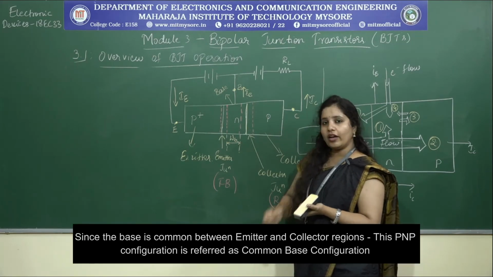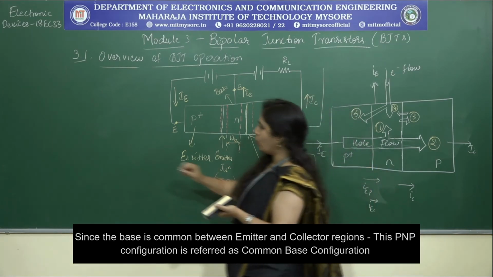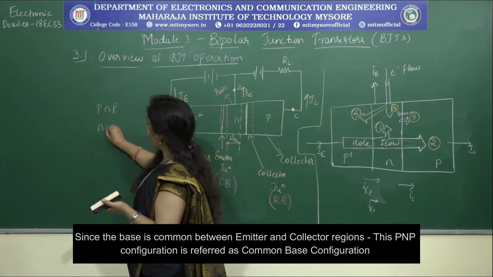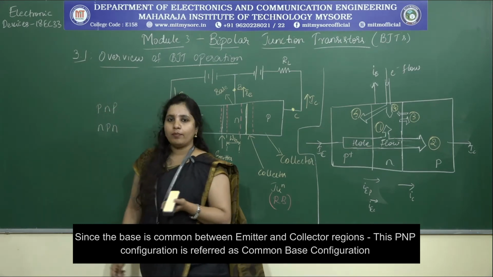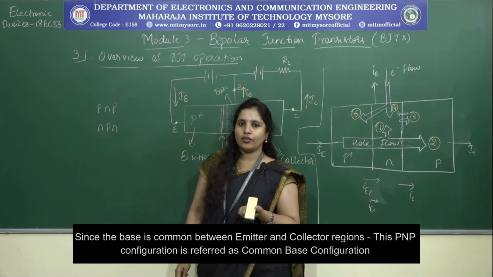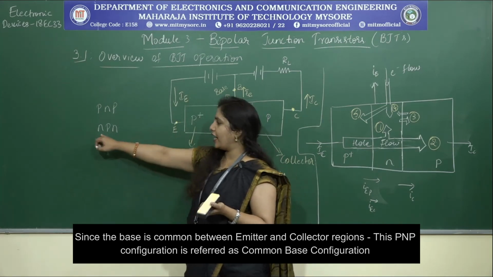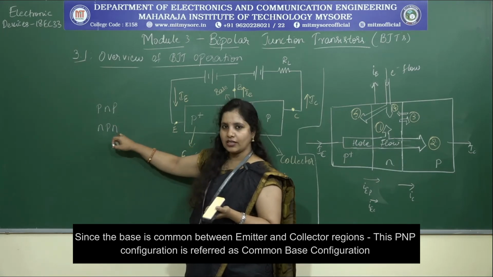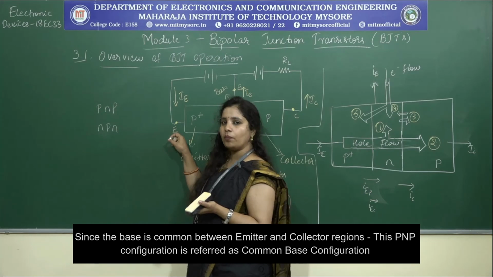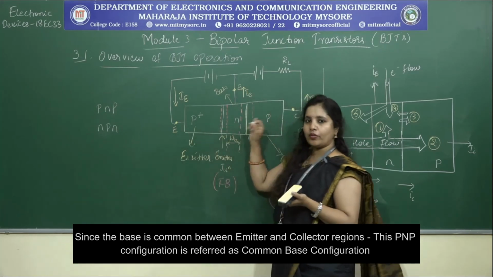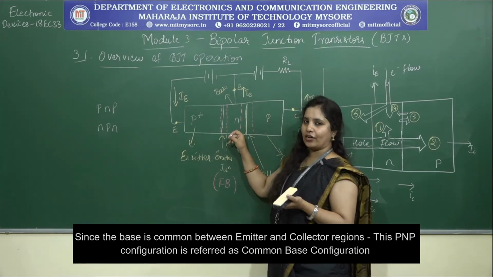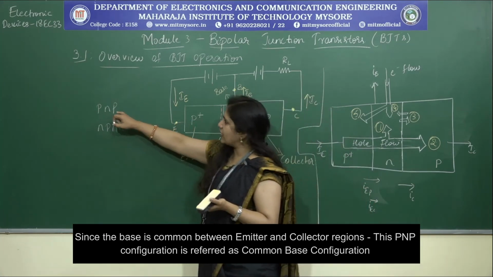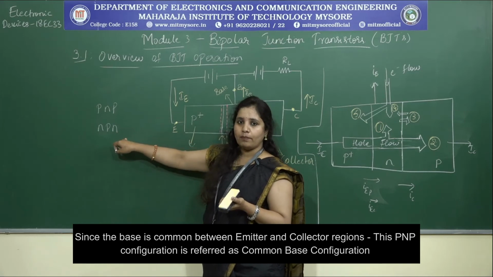Now, is this the only configuration that is possible? No, there are two basic configurations: the PNP BJT transistor and the other one is NPN. Always remember, in any of these the emitter has to be heavily doped, and these two have to be lightly doped. The width of the base should be as narrow as possible. These are the two different configurations of BJT.